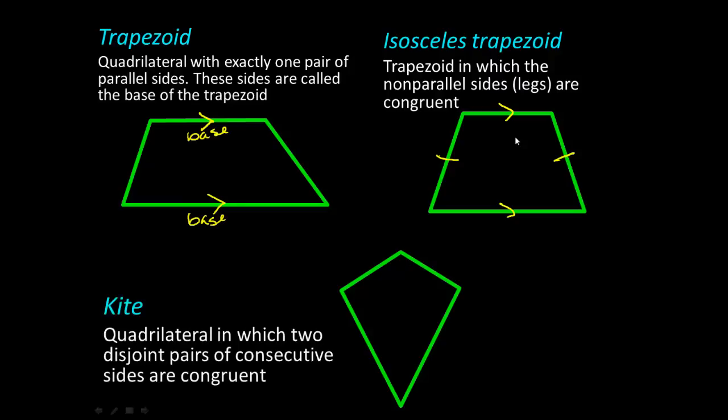And a kite is a quadrilateral in which disjoint pairs of consecutive sides are congruent. So all that means is that a pair of sides, consecutive sides, so they follow each other, are congruent. That's all. This one follows this one. It doesn't necessarily have to be the same. You know, all four sides don't have to be congruent, but the two pairs have to be.